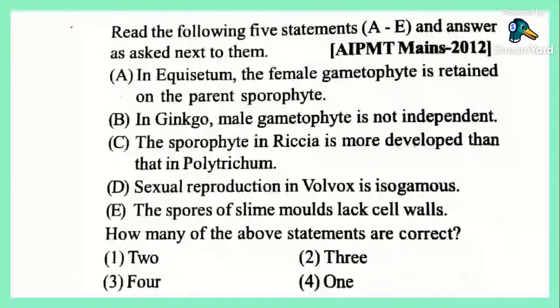This is a bit higher level. Read the following 5 statements A to E and answer as asked next to them. In Equisetum, the female gametophyte is retained on the parent sporophyte. You have to identify not which is the correct one, but how many statements are correct.